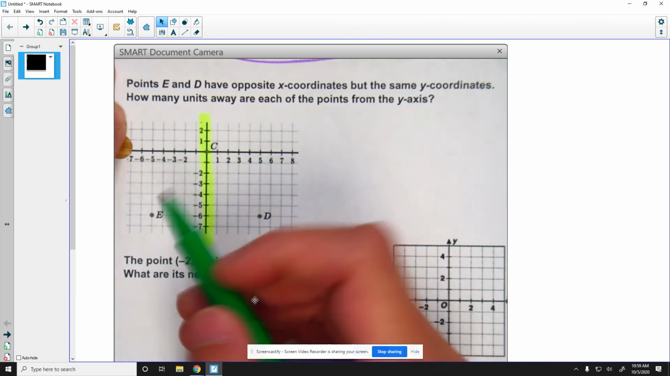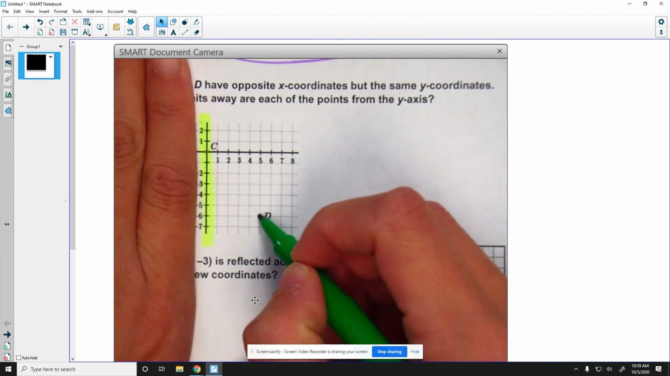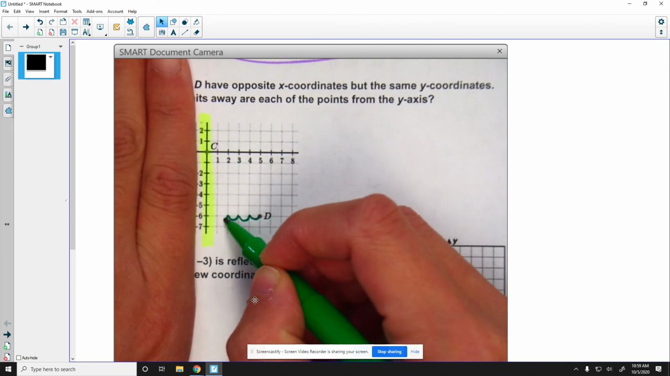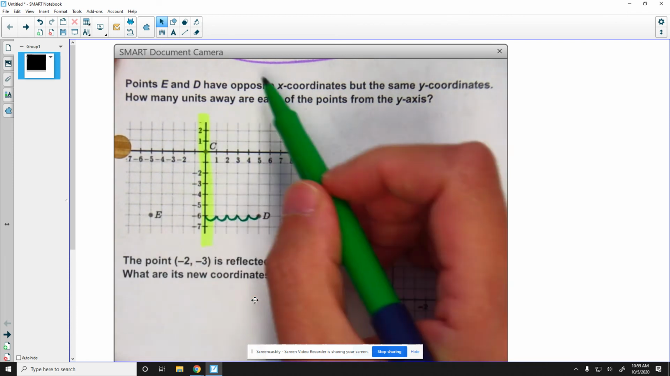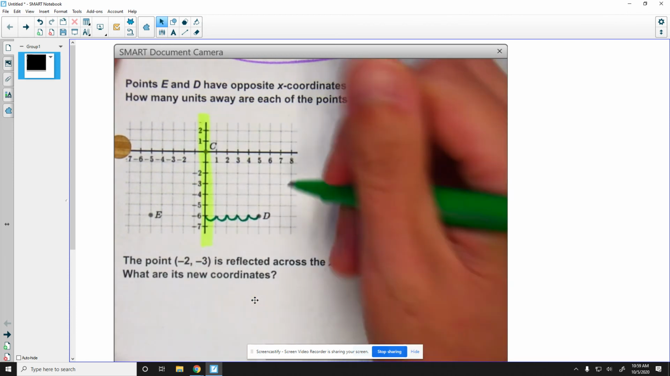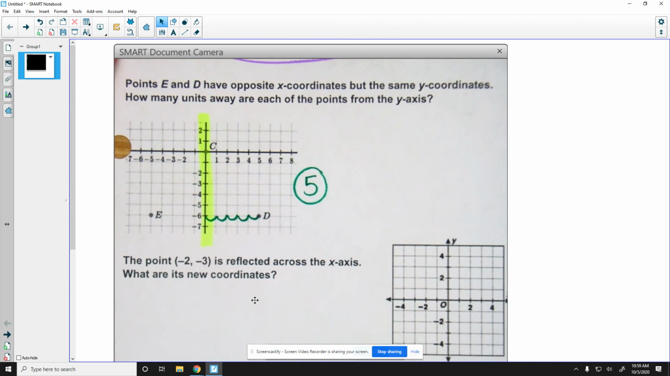Yeah. So because they're the same number, right? D is 1, 2, 3, 4, 5 away. And then I don't even have to count this one because they say that they have the same x coordinates. So my answer is 5. Okay, so the hardest thing about this is you just have to read what they are asking you to do.